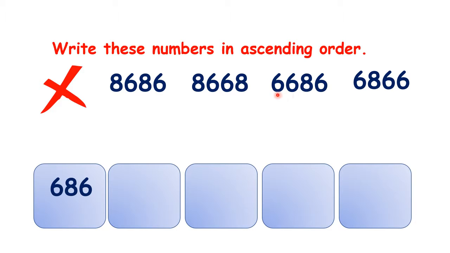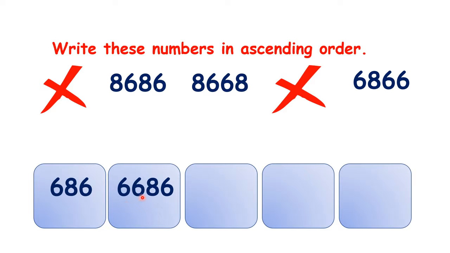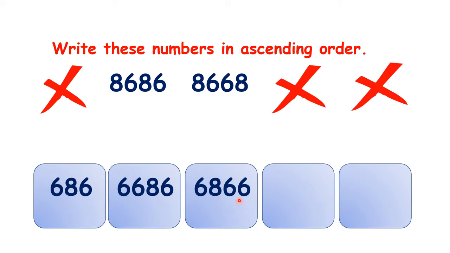Because they both have the same number of thousands, we need to look at the hundreds. Because 6 is less than 8, 6,686 must be our next smallest. And then, because this number has 6 thousands and the others have 8, 6,866 is our next number.